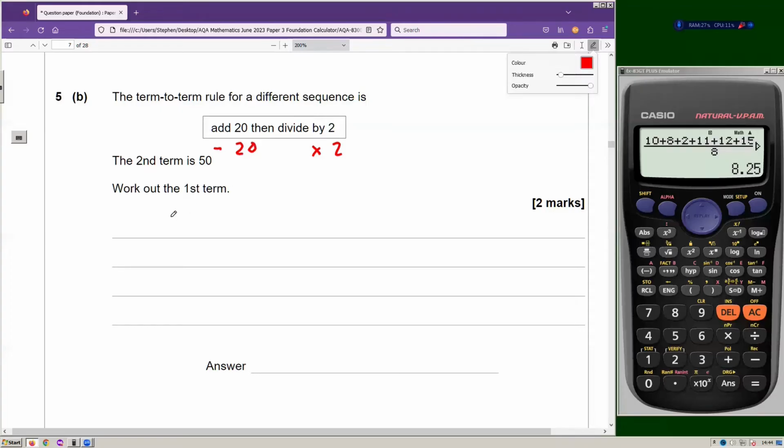So let's have a look. We start with 50, second term. And this time we times by 2, gives us 100. Then we minus the 20, equals 80. So that's our answer, 80. And just to prove it, so that's our first term now. If we put 80 in, we add 20, divide by 2, we're back to 50.